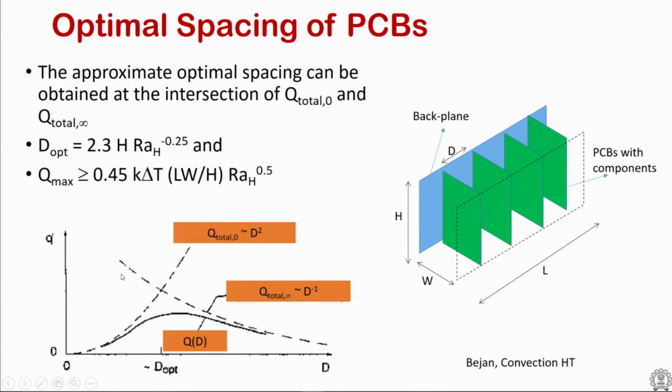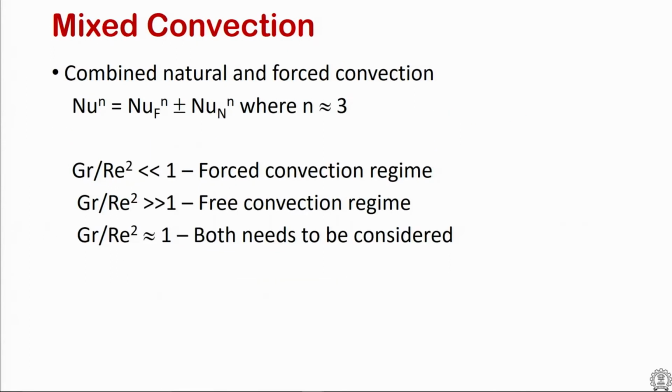So, you have two asymptotic limits. One is the D tending to 0 limit, which gives us a D square dependence, and the D tending to infinity limit gives us a 1 over D type of behavior. Somewhere between the two is where the optimal spacing lies. The optimal spacing, D optimum, is obtained where the intersection of these two curves happens. And that is one way to design how to place these PCBs in a natural convection environment. So, that is the goal of this.